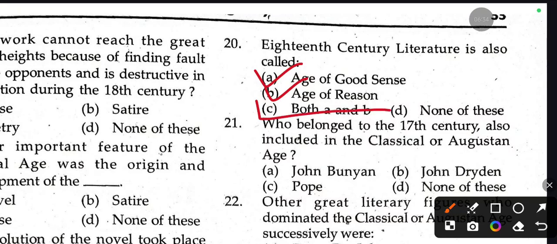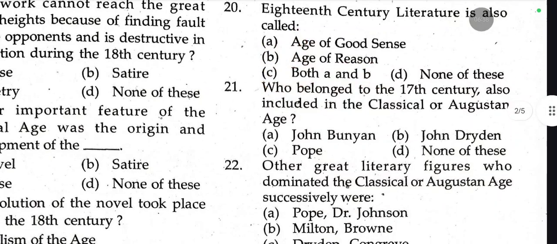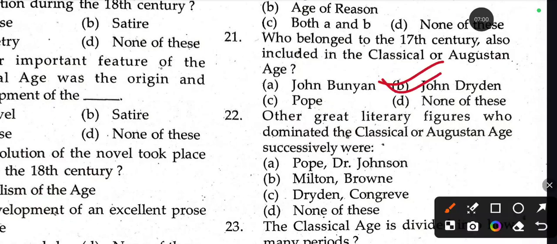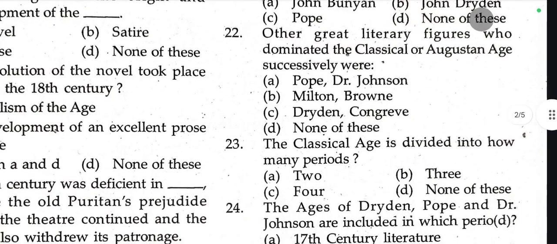So both A and B will be the answer. Question number 21. Who belonged to the 17th century also included in the classical or Augustan age? Who belonged to both the 17th and 18th century? So that was John Dryden.